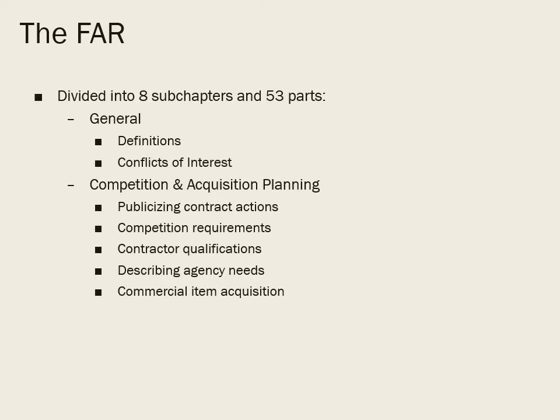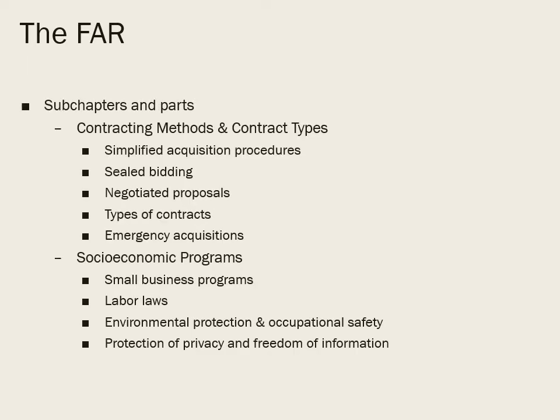The FAR also covers acquisition planning, which is incredibly important and we'll talk about in just a moment. The FAR has an entire section on socioeconomic programs, and this is because the government uses its purchasing authority to advance certain socioeconomic goals, such as small business ownership, environmental protection, and awards to veteran-owned businesses, women-owned businesses, and minority-owned businesses.